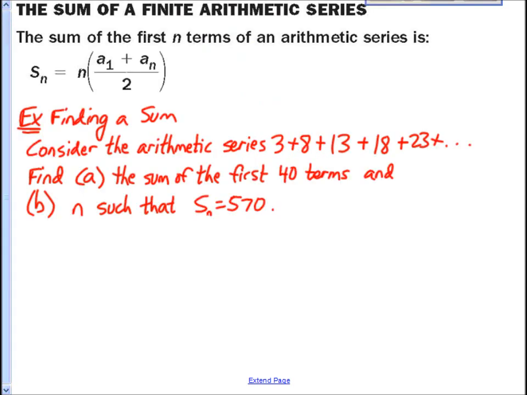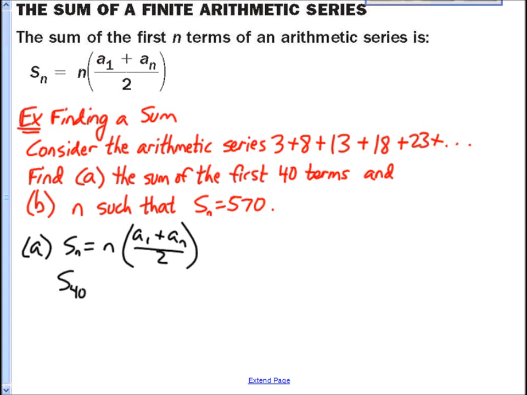The sum of an arithmetic series. Okay, so now you've got a formula to calculate a sum right away, as long as it is an arithmetic series. So let's consider the arithmetic series given right there: 3 plus 8 plus 13, 18, 23, and so on. Find the sum of the first 40 terms. So let's do part A. Now I'm going to go ahead and write this first. The sum of the first 40 terms.